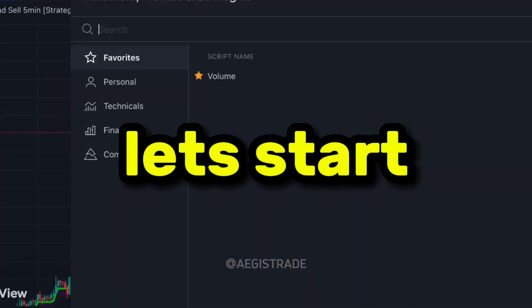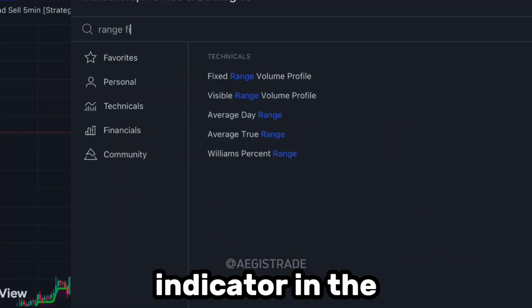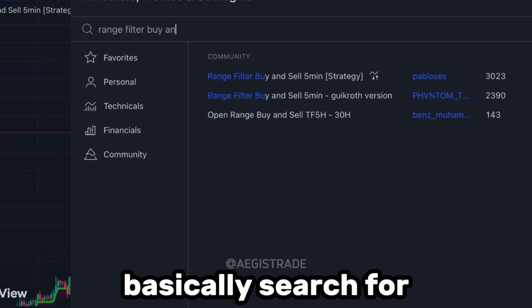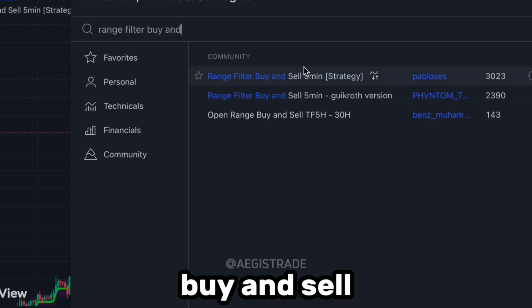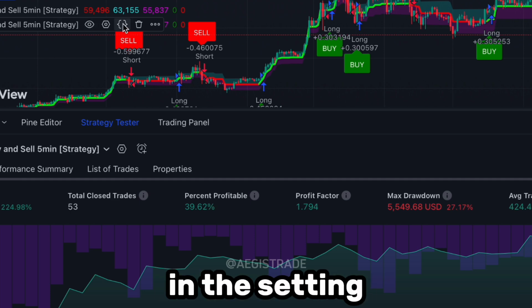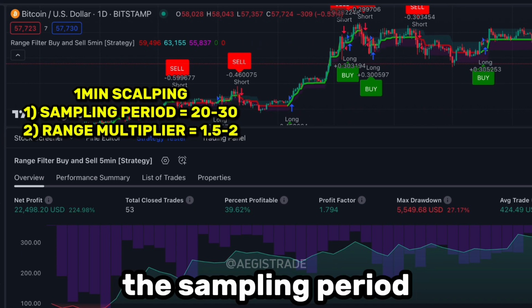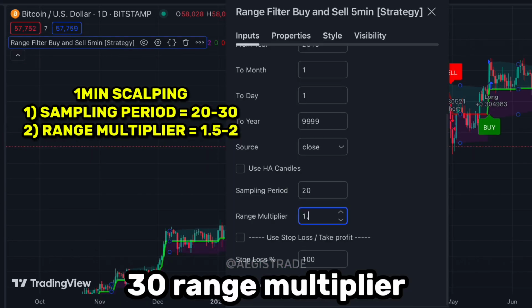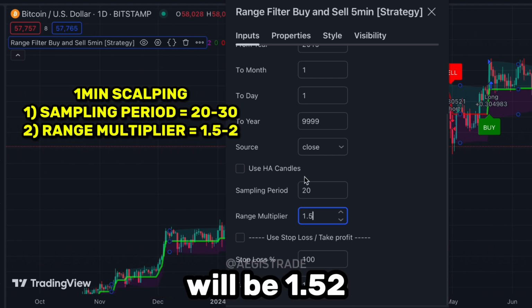Let's start. First of all, open up the indicator in the Indicator tab. Basically, search for Range Filter Buy and Sell 5MN Strategy by Pueblosis. In the setting, for 1 minute scalping, the sampling period will be 20 to 30. Range multiplier will be 1.5 to 2.